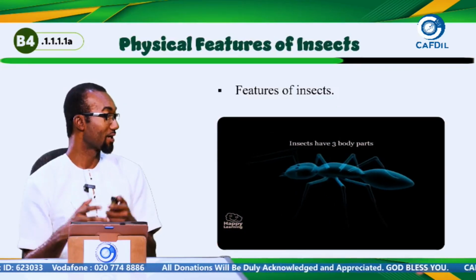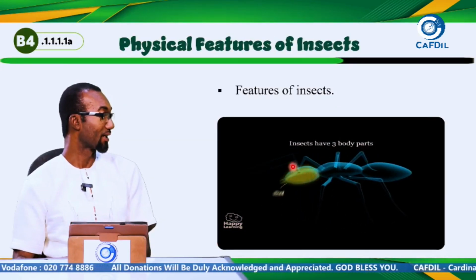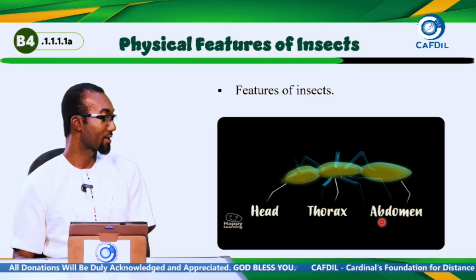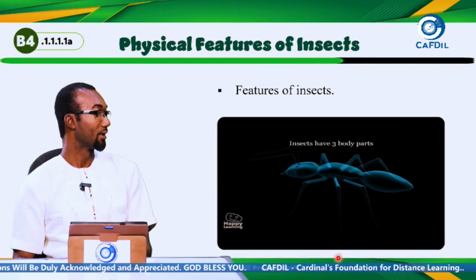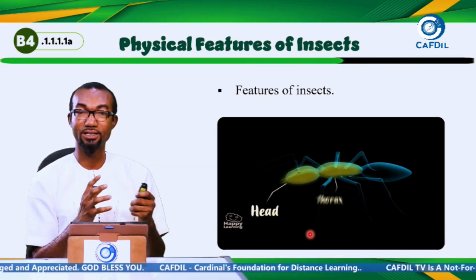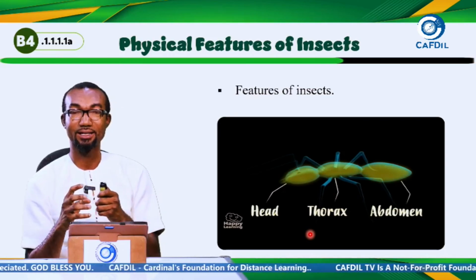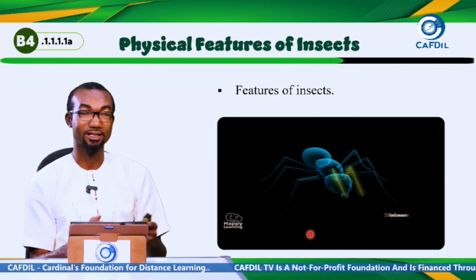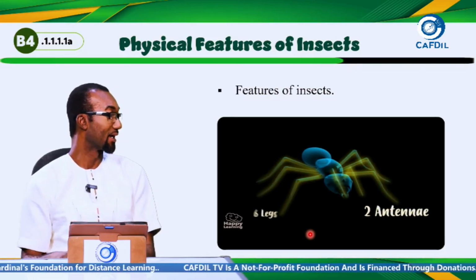We also looked at some features of insects, that insects have 3 main body parts: the head, the thorax, and the abdomen. The head contains the eyes, the antennae, and then the pincers. The thorax also contains the wings and then the legs.